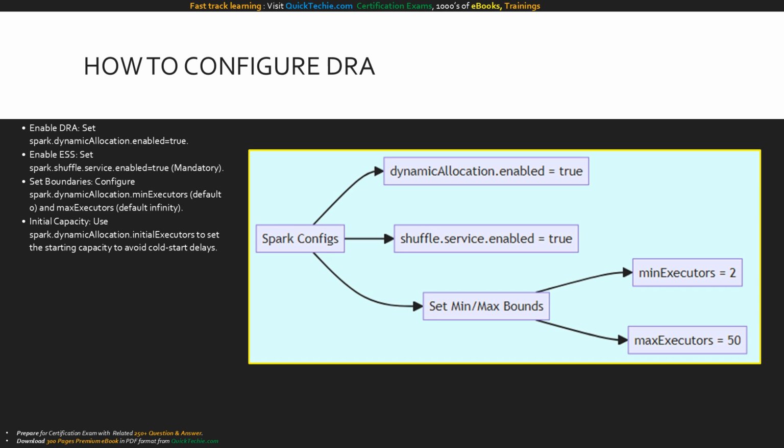This flow shows the mandatory and recommended configurations for DRA. From your Spark configs, you must branch out and explicitly enable both dynamic allocation and the shuffle service. Then, you move to setting your boundaries. I always recommend explicitly setting min executors, say to 2, so the application always has a baseline footprint, and capping max executors, say at 50, to ensure you are playing nicely with other tenants on the cluster.